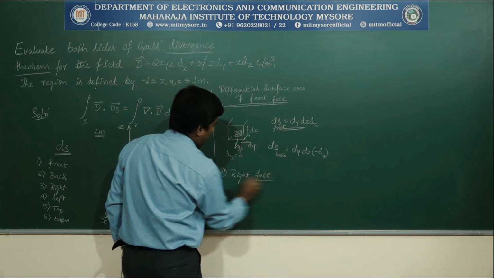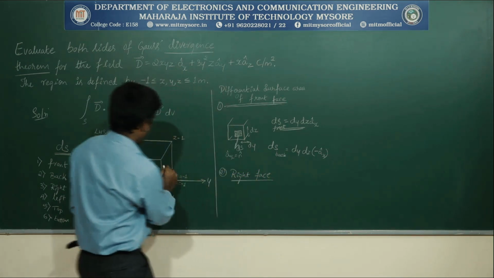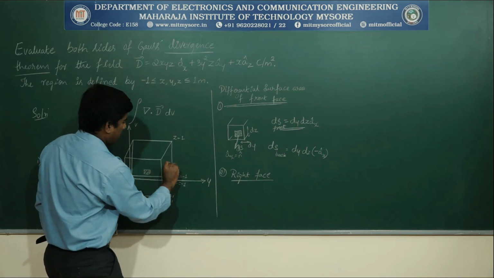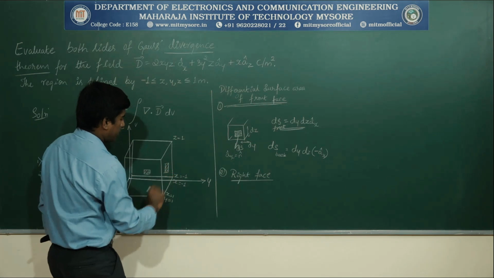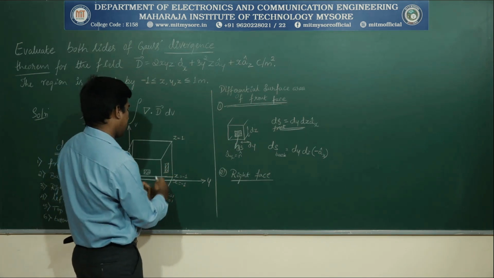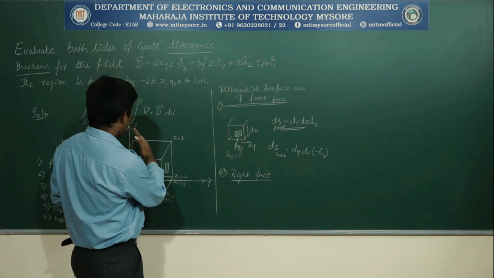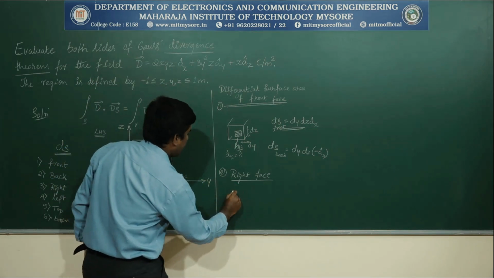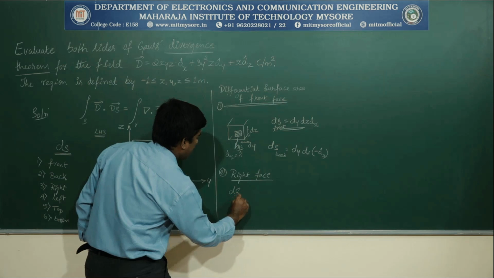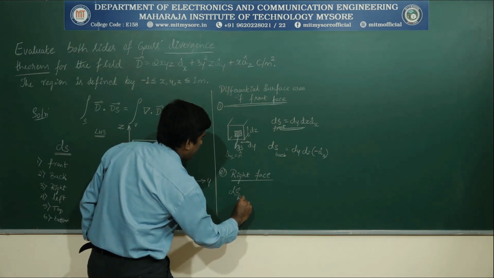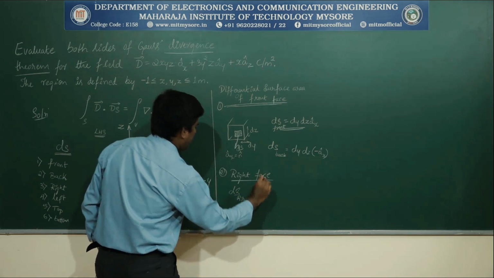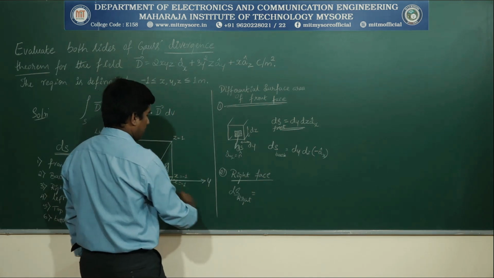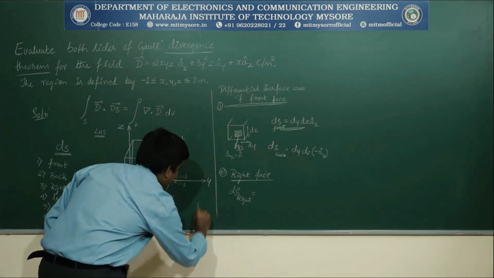If I consider the right face, the front face is over, so we need to consider the right face of this. For the right face, which are the sides? The plane is the xz plane. So along the xz plane, the differential surface area for the right face is equal to, what is this length? This length is dz. Let me write here.